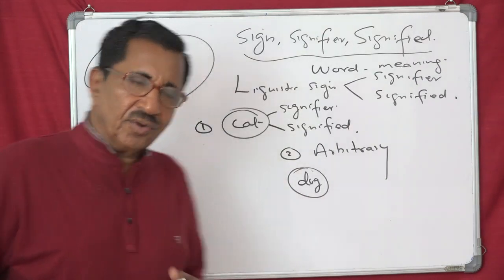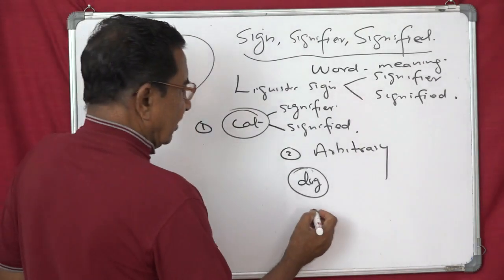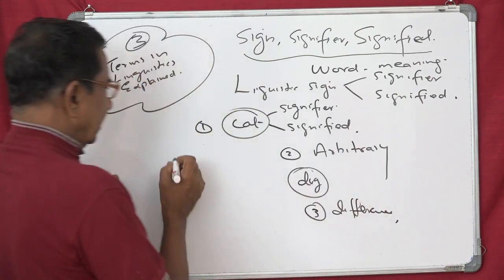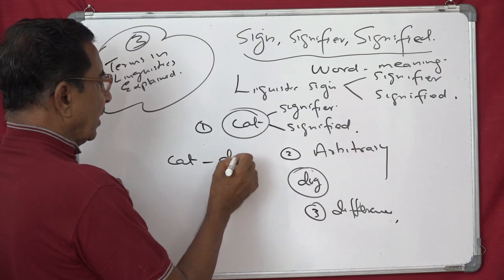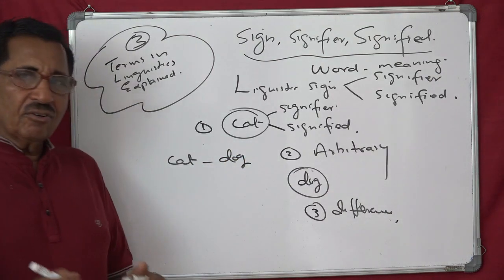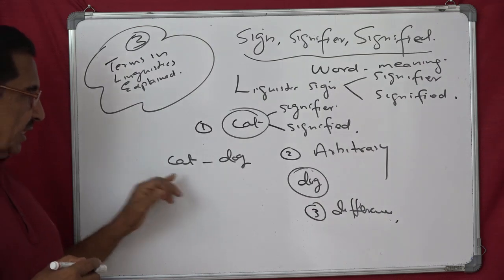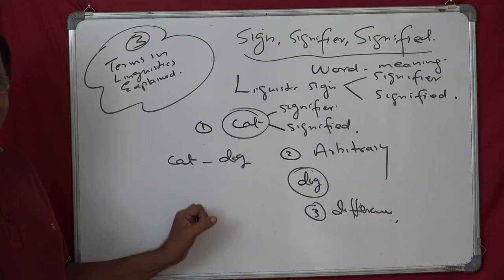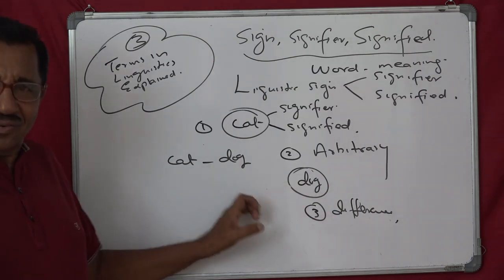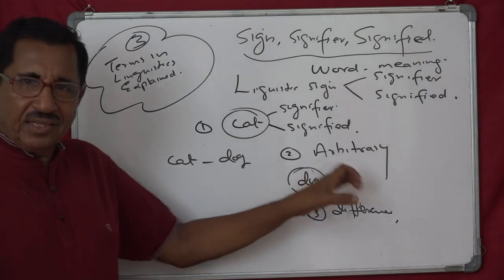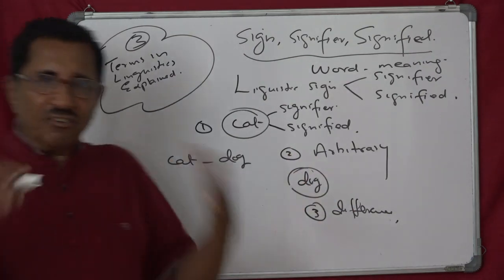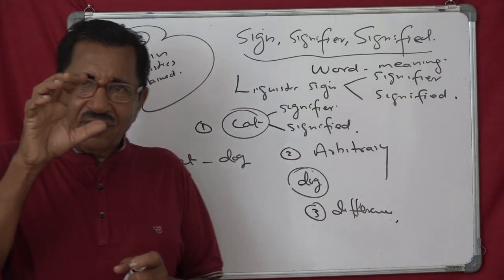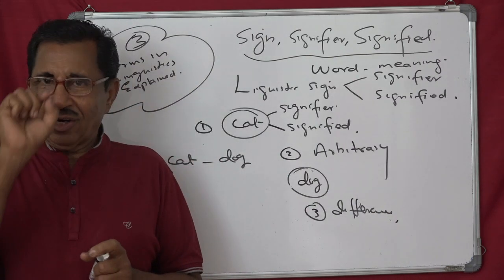And the third point, notice that you understand this relation by difference. How do you distinguish cat from dog? Can you see cat sitting here and dog sitting here? No, because CAT is different from DOG. DOG is different from CAT. MAN is different from DOG. WOMAN is different from MAN. So only by difference can humans understand different concepts, these signifiers, signifieds or linguistic signs.